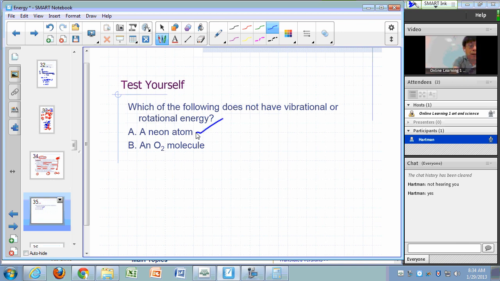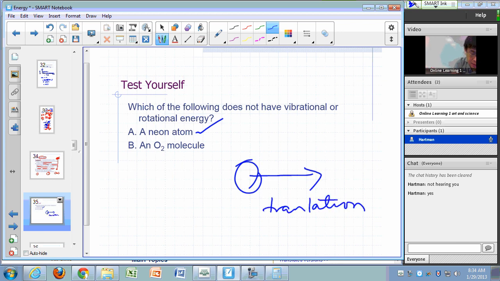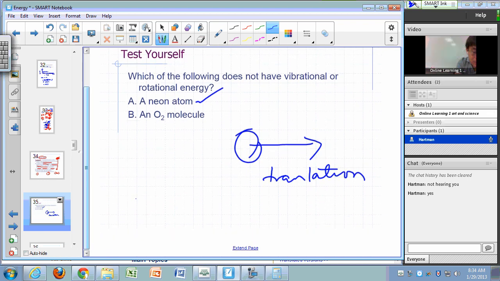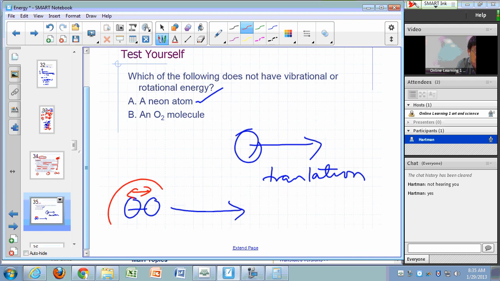Correct. Very good. Neon atom does not have vibrational or rotational energy. So an unbonded atom by itself only has movement from place to place, so that's called translation. And a molecule, which has two or more atoms, can have translation, and then within the molecule you can have vibration or rotation. Okay?